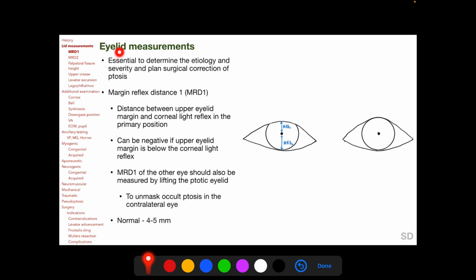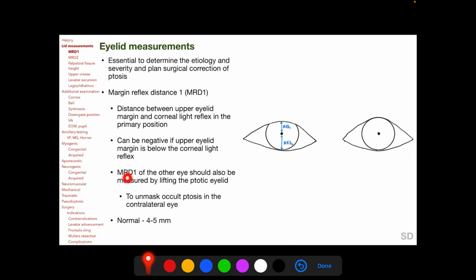Several eyelid measurements are taken to determine the etiology and severity of ptosis and to choose the most appropriate surgical treatment option. Margin reflex distance 1 or MRD1 is the distance between the upper eyelid margin and the corneal light reflex in the primary gaze position. And MRD1 can be negative if upper eyelid margin is below the corneal light reflex.